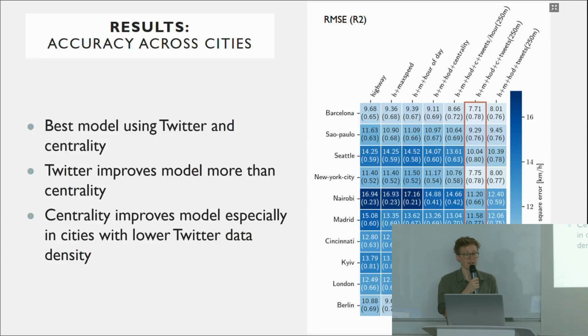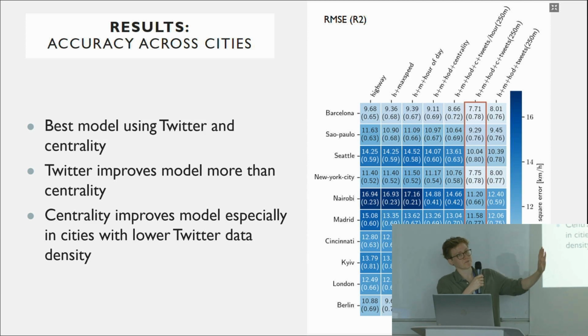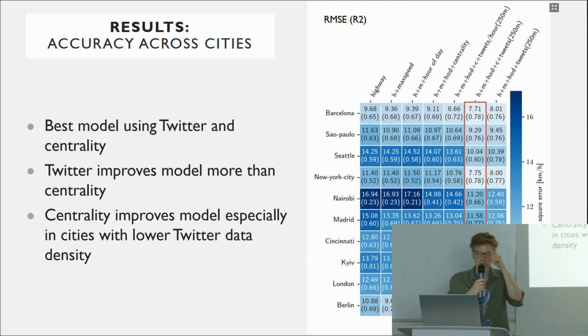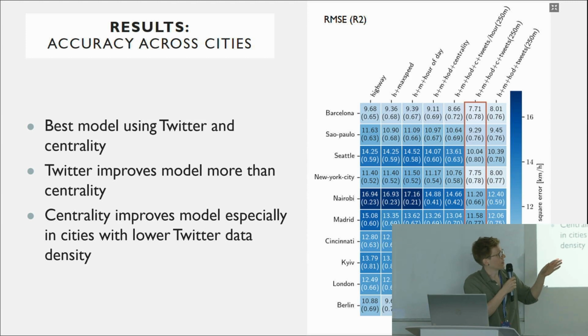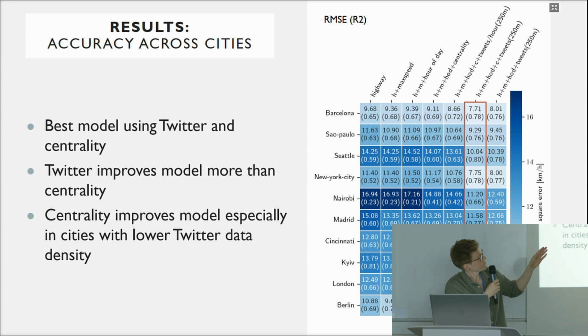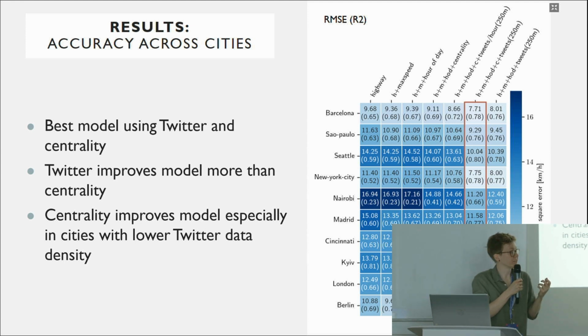So looking at the results, first of all, we look at the accuracy across the cities. The rows are the different cities that we trained the model on, and the columns are different models with different features. The first one is basically the baseline model. It only takes into account the highway type. The second one also takes into account the max speed tag. The third one, the hour of the day. The fourth one, the centrality indicator. The fifth one, the centrality and the tweets per hour. Then the tweets per the total tweets, and the last one is only taking, like centrality is missing.